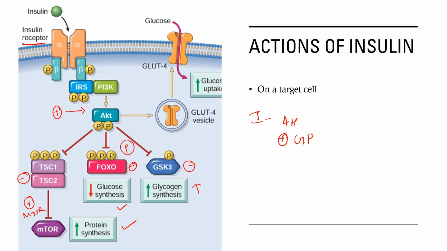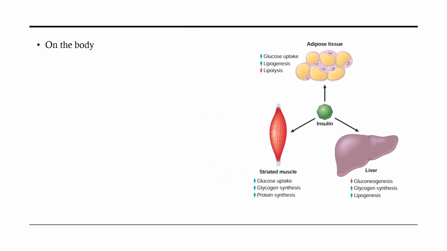AKT enhances transport of the GLUT4. As you can see here, it enhances transport of the GLUT4. So there is an increase of the glucose uptake. Now on the body, insulin has its action on three major organs. One is adipose tissue, wherein there is increase in glucose uptake, increase in lipogenesis and decrease in lipolysis.